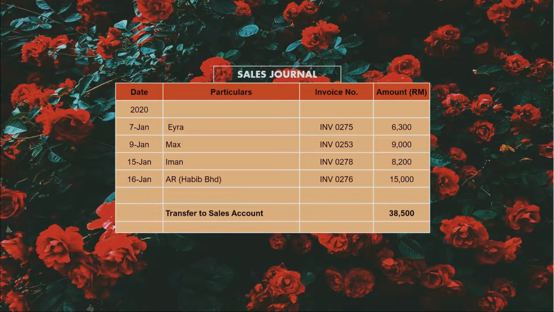Next is sales journal. Sweet Home Enterprise sells goods on credit to ERA amounted to RM 6,300 on 7 January. On 9 January, the business sells goods on credit to Max amounted to RM 9,000. On 15 January, the business made credit sales to Iman amounted to RM 8,200. On 16 January, the business made credit sales to Habib Berhad amounted to RM 15,000. The accumulated amount of RM 38,500 was transferred to sales account at the end of the month.